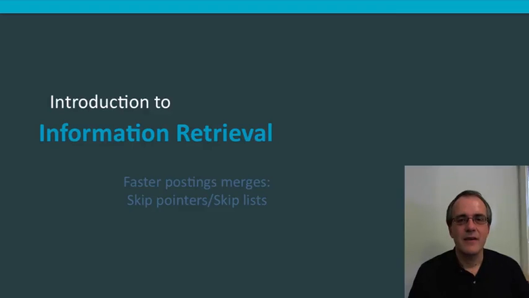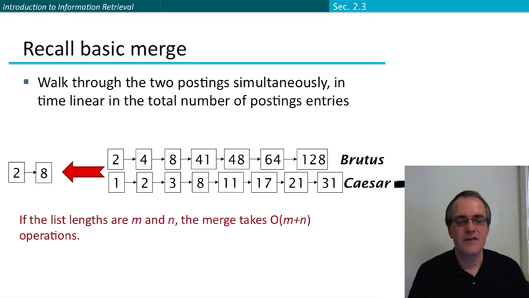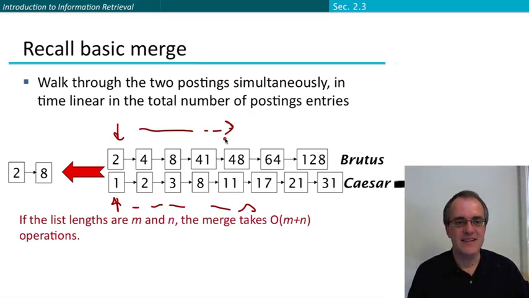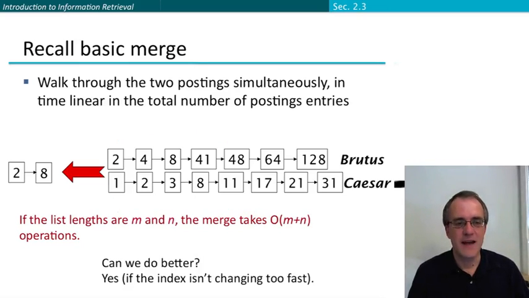In this segment, I'll look at a way of returning our search results faster, a more efficient way to traverse postings lists to get out our answers, and that's by making use of skip pointers. So you should remember the basic merge algorithm. In the basic merge algorithm, we had these pointers and we were walking simultaneously down these two postings lists, returning the things that matched in time linear in the total number of postings entries. The question is, can we do better than that?